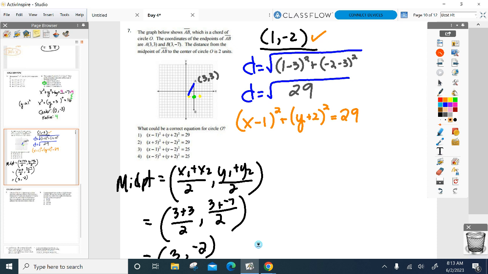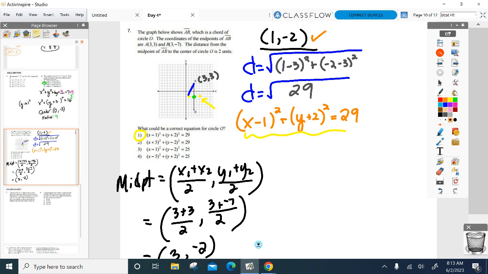Now, if this was not any of the choices, guess what? I'd go over and use this point as the center. No need to try out the radius because it's going to be the same. So if this was not a choice, I would then use the next point as the center instead, and that would be there.